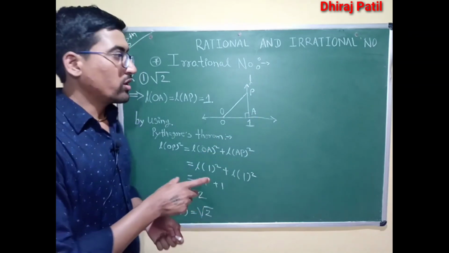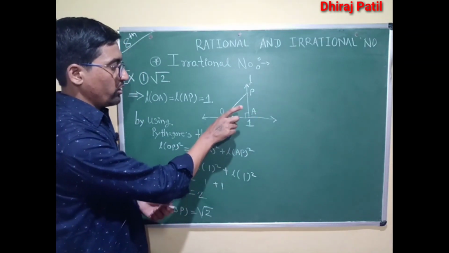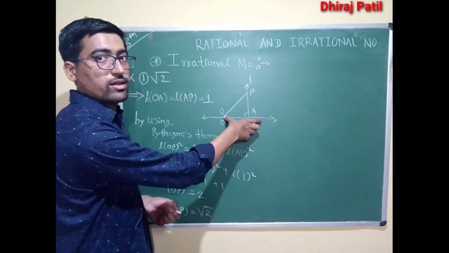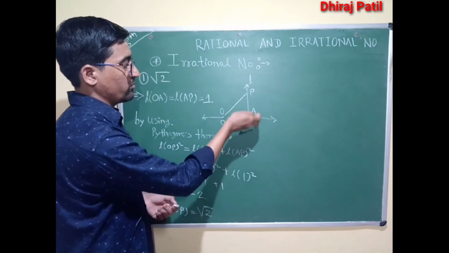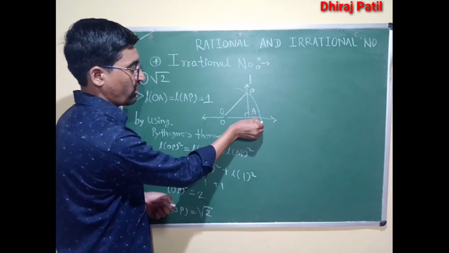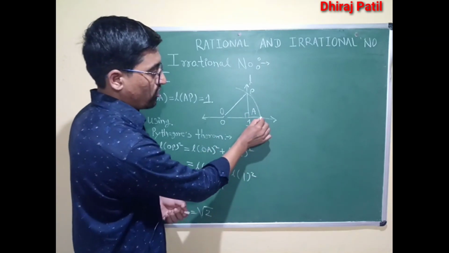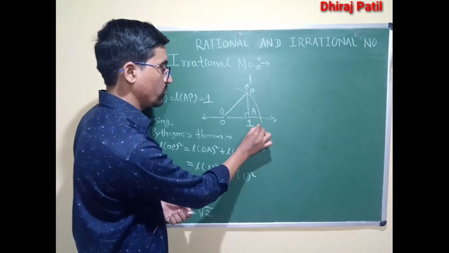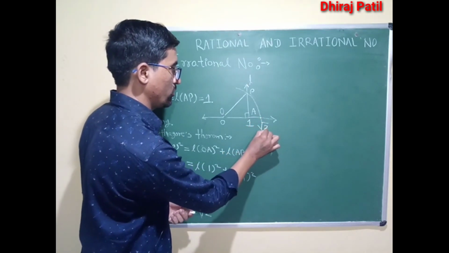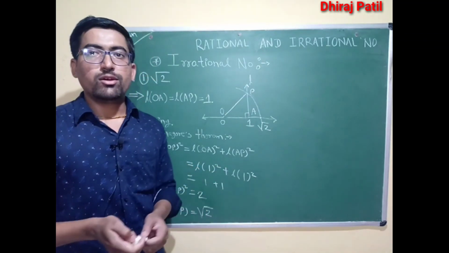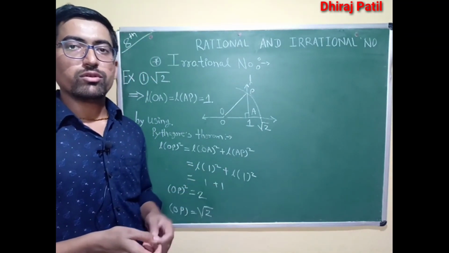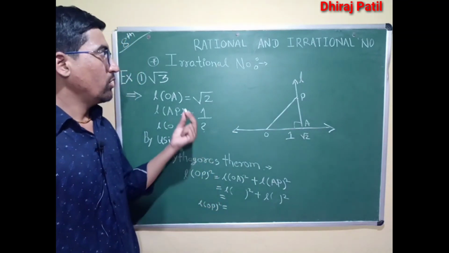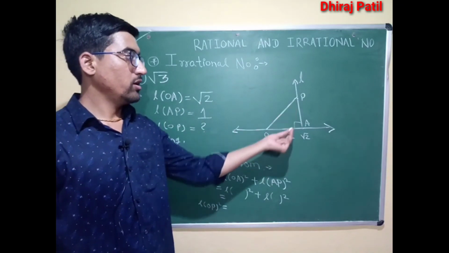So we take an arc from point O and mark it on our number line in such a way that the arc meets the number line at this point. So this point is nothing but root 2. In a similar way we can calculate root 3, root 5. We have to take another example of an irrational number. Previously we saw how to show root 2 on our number line.